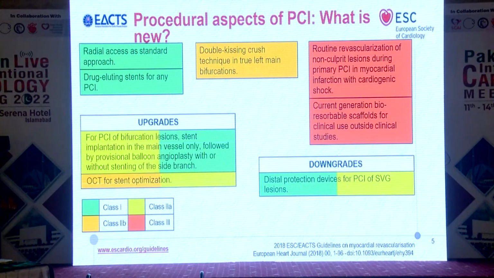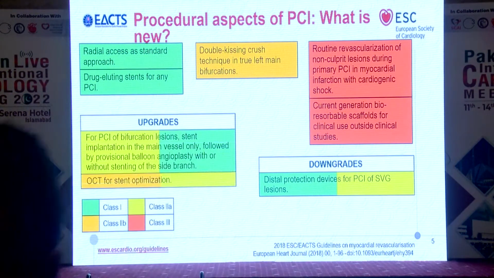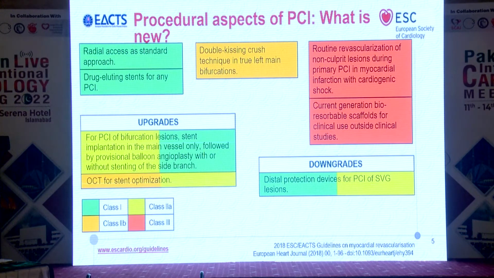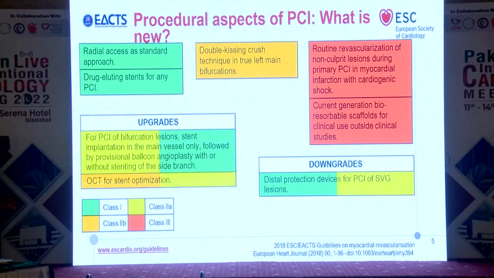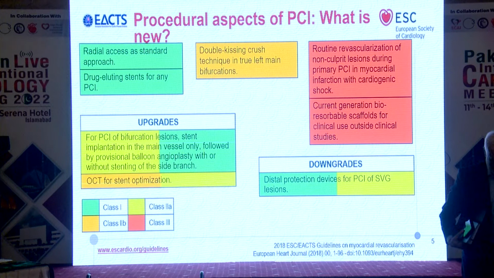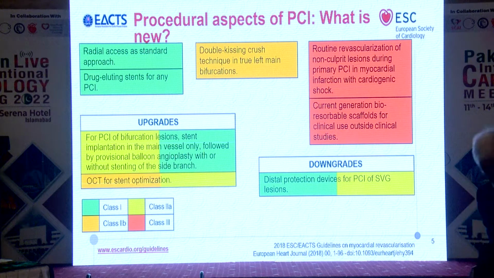Procedural aspects. What were the upgrades? What were the downgrades? They have said class 1A indication: use radial access as much as possible, and drug-eluting stents for every PCI. DK crush has been added to the ESC guidelines. We all know that the European Bifurcation Club always advocates provisional and TAP, but DK crush has been added. What has been downgraded is routine revascularization of the non-culprit lesions during primary PCI, and the use of bioabsorbable scaffolds, which is a different lecture.